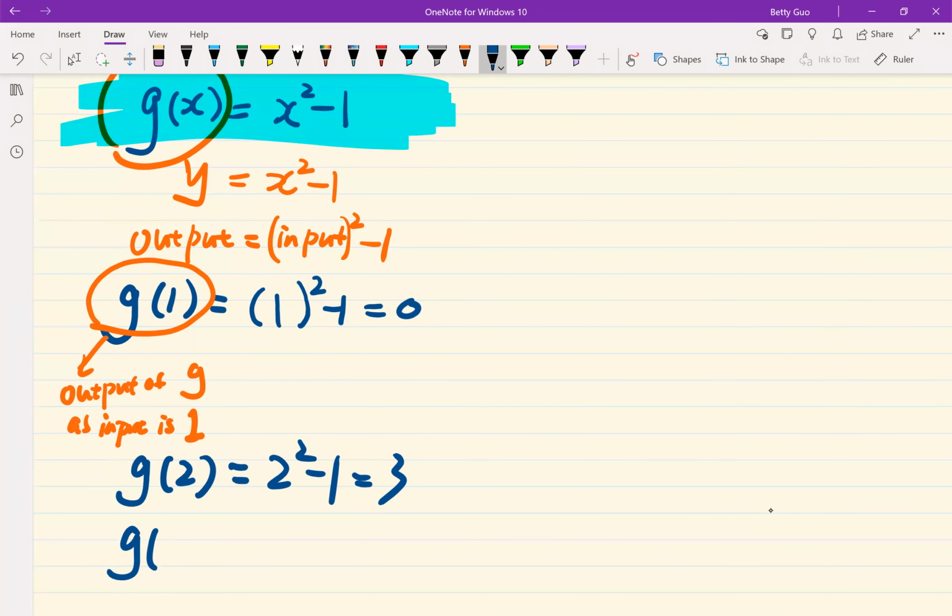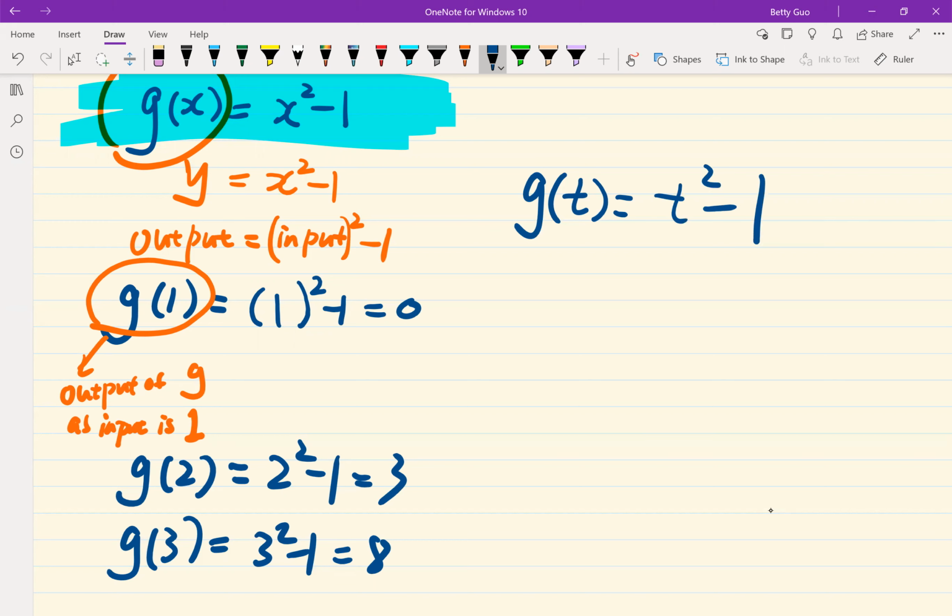And what is g of 3? Three squared minus 1? Yes? Awesome, exactly. And what is g of t? Tell me what is g of t? Yeah, now we have t. Now the input is t. Input is t, and output is always the square of input minus 1. T squared minus 1. It's easy, right? All you do is replace x with whatever the input is.